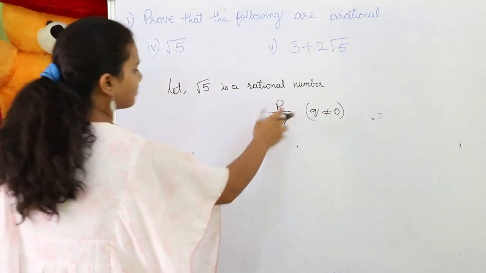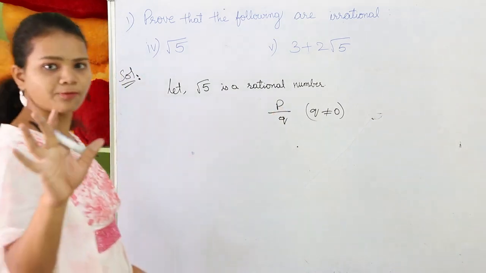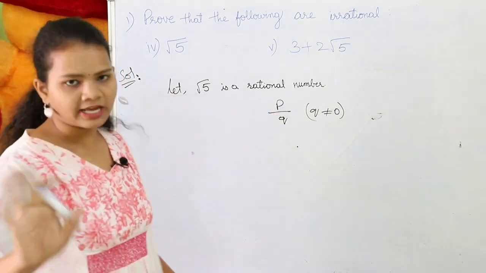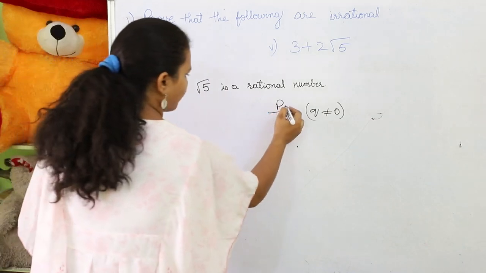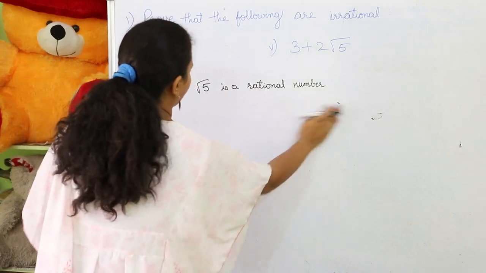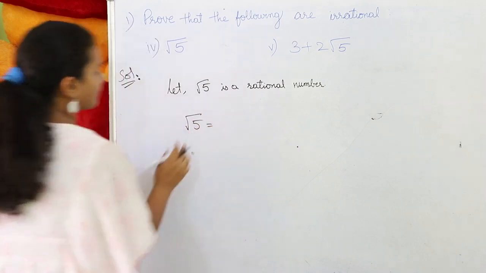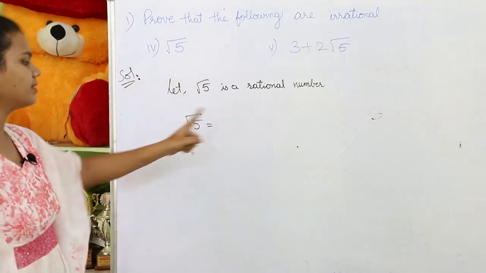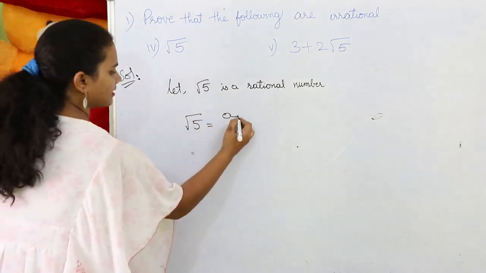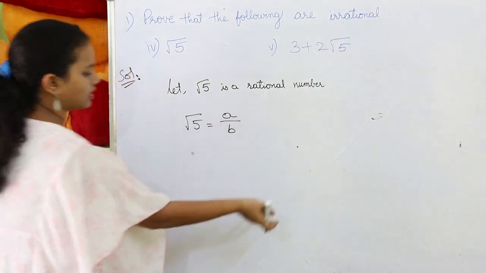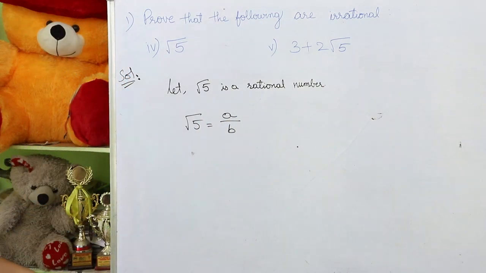Now, to solve this given question, instead of p by q, I would like to take a by b. So if root 5 is a rational number, then root 5 equals a by b, where b is not equal to 0, and a and b are integers.